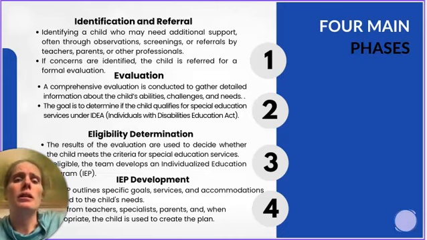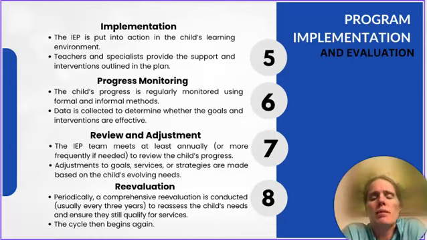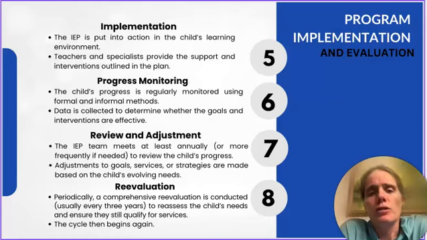to figure out if there is a disability present. And then eligibility determination is you have a meeting and they look at the data and they determine if there is a discrepancy between their ability and where they're performing. And after they have determined eligibility, they will start writing the IEP. After the team has written the IEP, they will implement it, they will give it to teachers, and they will start services. This can be push in, push out services, whatever the child needs.